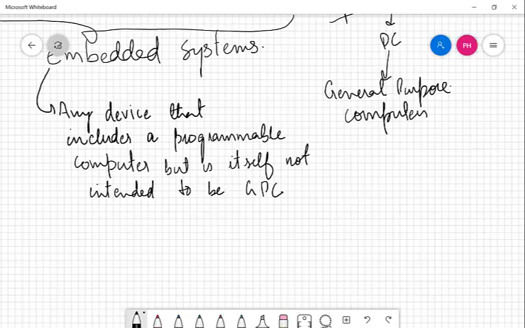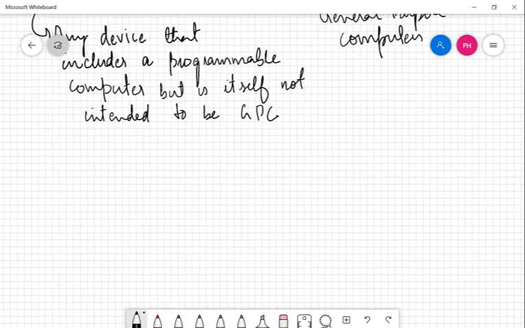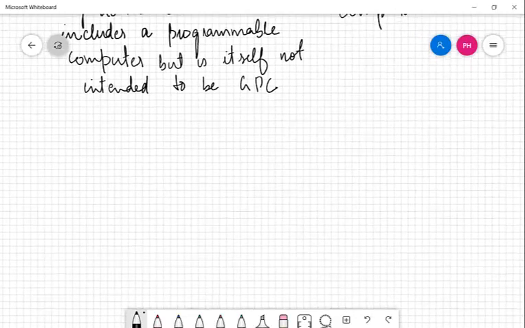We have constraints like space. In embedded systems we don't have a lot of space. We have constraints like memory. We have cost constraints. I will be explaining these constraints later.